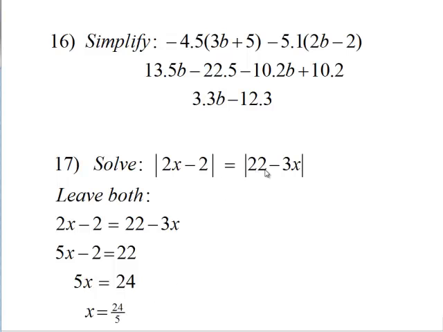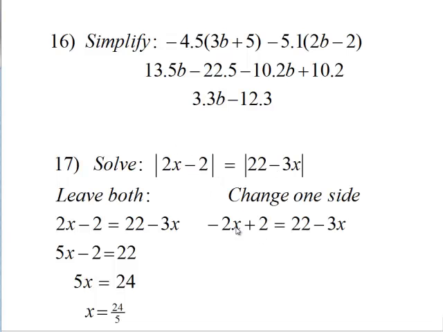Now I'm going to change one side. I happen to pick the inside of this one, so it's negative 2x plus 2, and I leave the 22 minus 3x. I pick one of them. I pick the inside of this one. I'm going to add 3x, makes 1x. And then subtract 2, so x is 20. So whenever you're doing absolute values, you leave everything, and then you change the inside of one. I always pick the left one, but you can pick the right one if you want to.